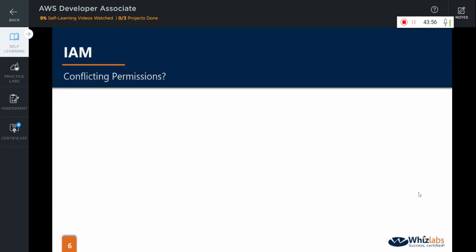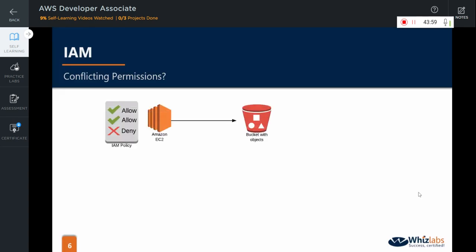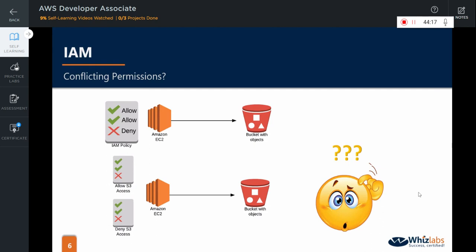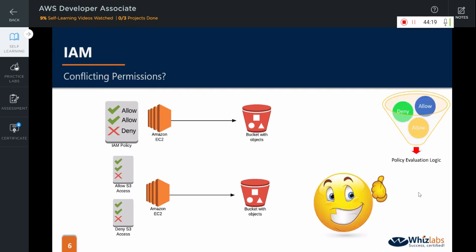Now, one might ask a question, what if a user or a group or even a resource has a policy that contains conflicting permissions? Or what if the attached multiple policies contain conflicting permissions? For example, if one policy allows an access to S3 bucket whereas the other policy does not, what happens then? Well, the answer is given by a policy evaluation logic. Let's take a look at it.